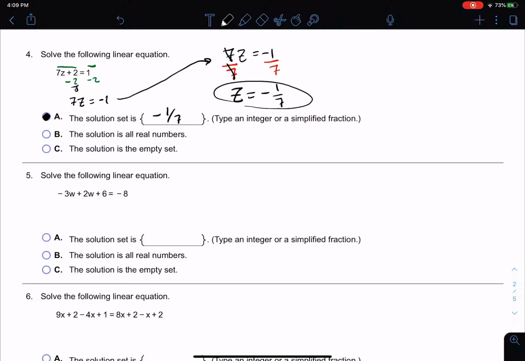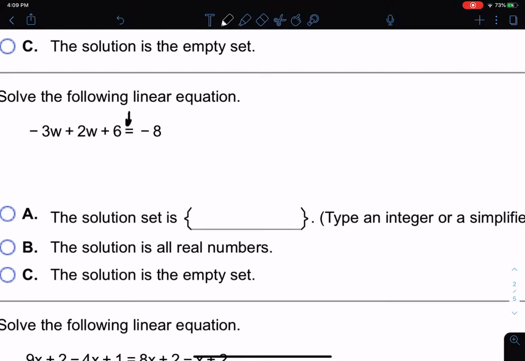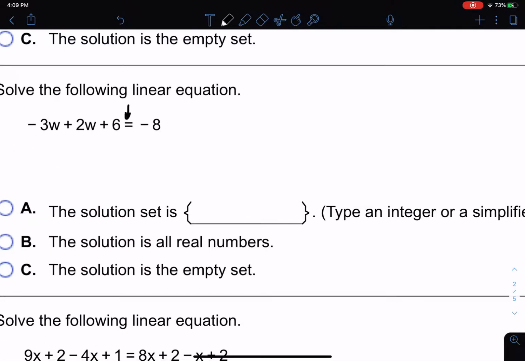Okay, now, next problem, looks like we have a little bit of simplification that could happen. Once again, there is the equation. I'm going to see if I could zoom in. Maybe that gives me more space to write. Okay, so the thing about this, on the left-hand side of the equation, I have a couple of like terms. And because I have like terms, I want to simplify first before I try to isolate the variable. Negative 3w plus 2w gives us negative 1w. And the rest of the equation is just plus 6 equals negative 8.